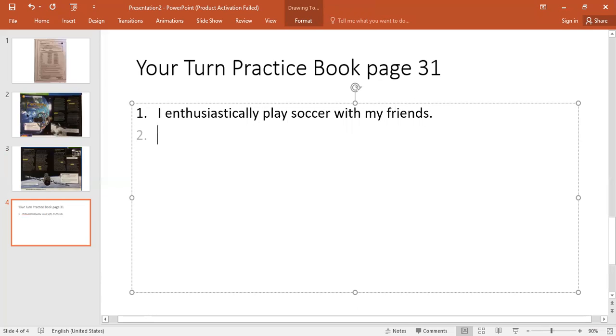And number two, why should inventors get patents for their inventions? We wrote, patents help inventors protect their inventions from being copied.